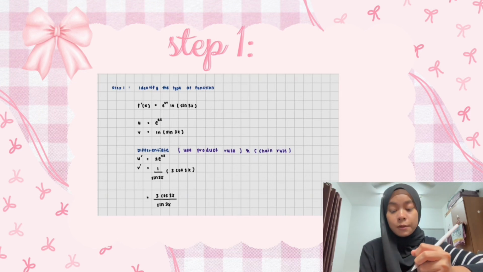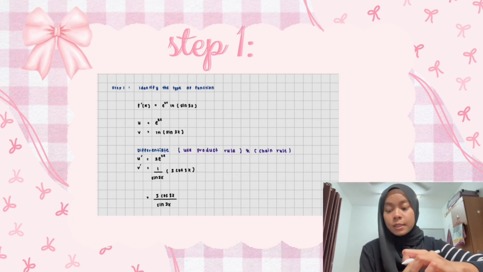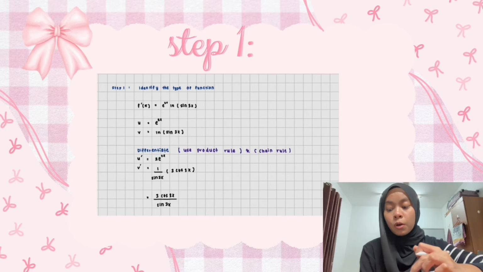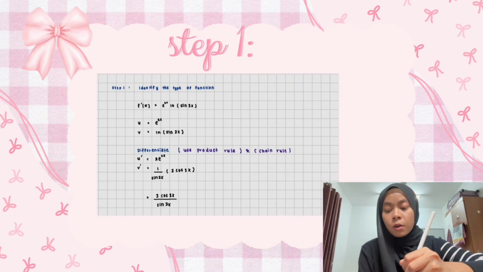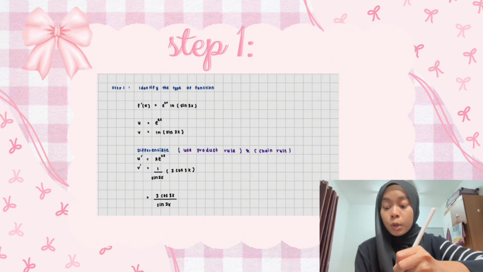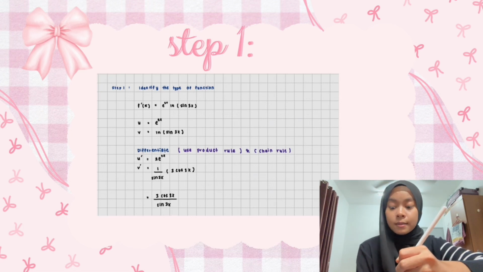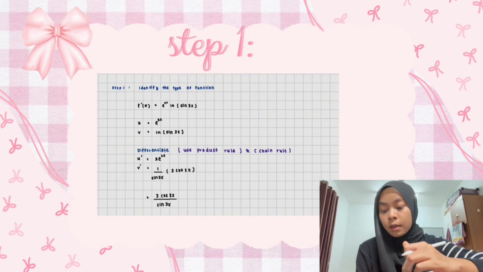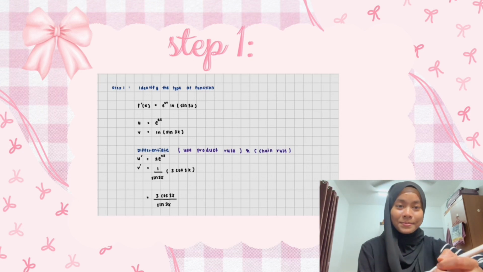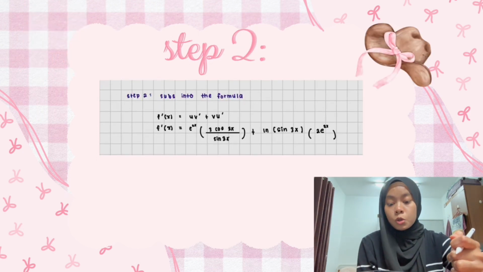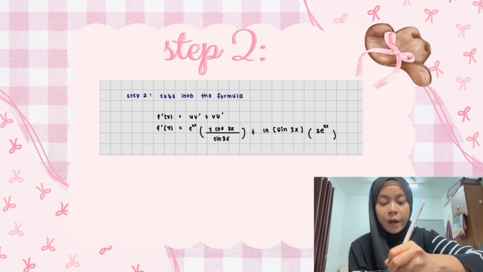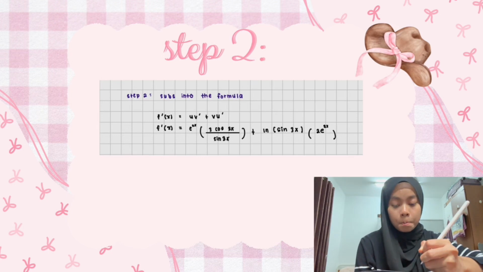Next, we should differentiate v = ln sin 3x using the chain rule. The derivative of ln x is 1 over x. So, v' = 1 over sin 3x (3 cos 3x). Next, we should simplify 1 over sin 3x (3 cos 3x) to 3 cos 3x over sin 3x. Now, we should substitute u', v and v' into the product rule formula, which is f'(x) = uv' + vu'.